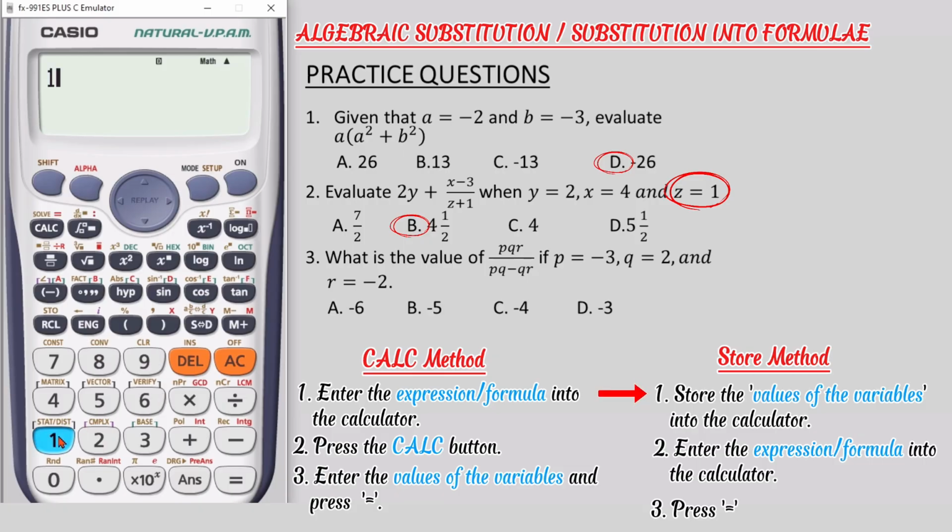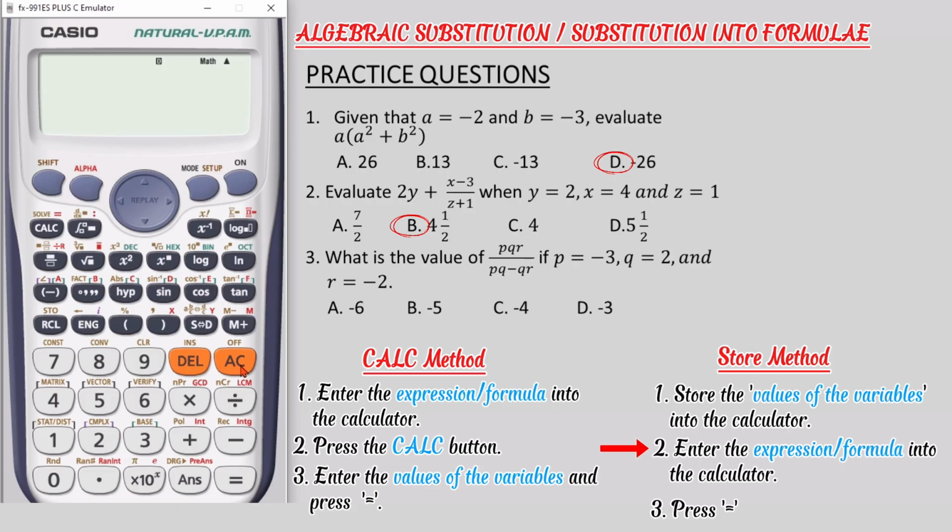So I first enter 1 into the calculator. I activate STO by tapping on shift and then RCL. And then lastly, I tap on a degree symbol to activate b. So now I have successfully stored b equals 1 into the calculator. So I have stored the values of y, x, and z into the calculator.